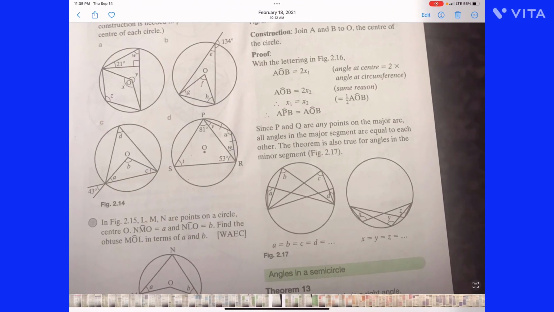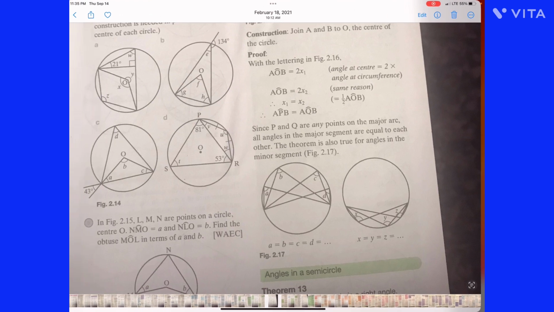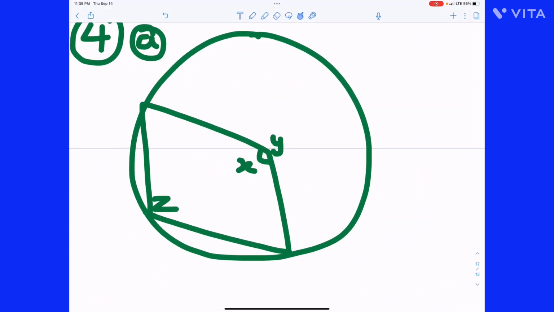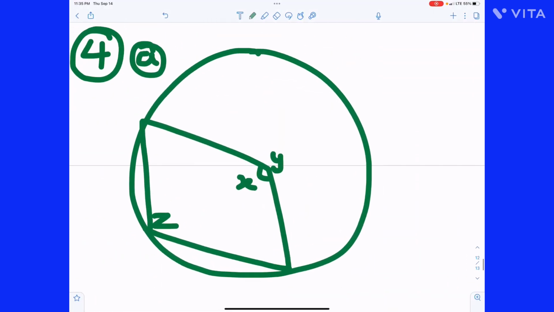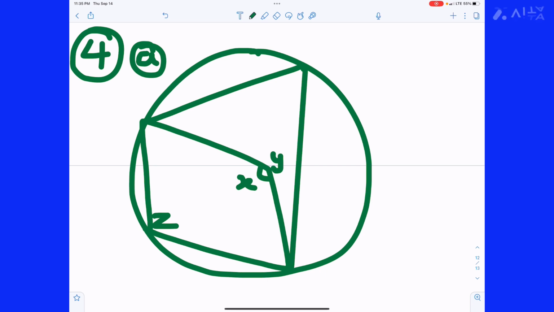Then Y, 31. Okay, there's a line that goes straight up here and comes here. W and 21. So this is the diagram in 4A.